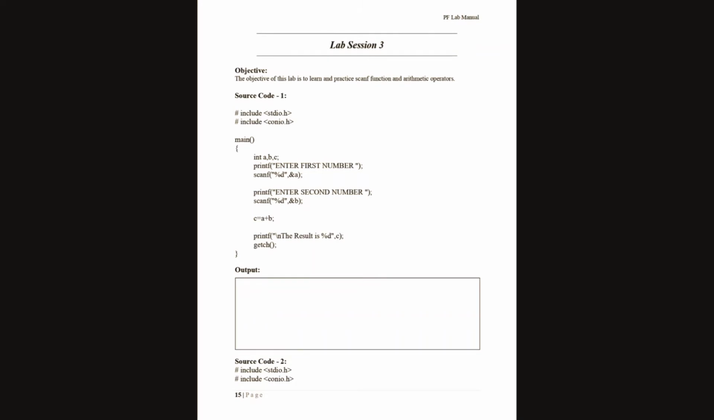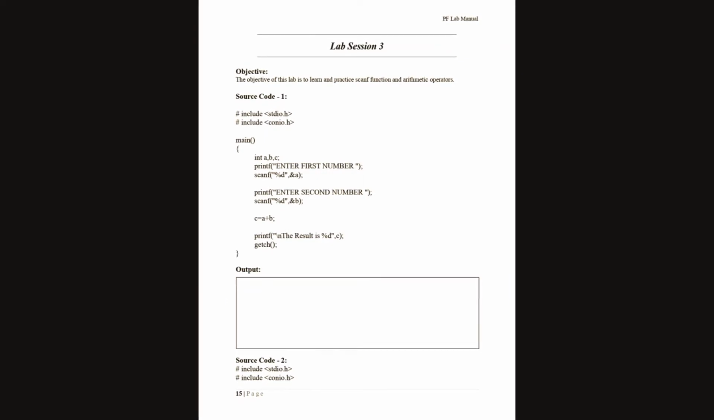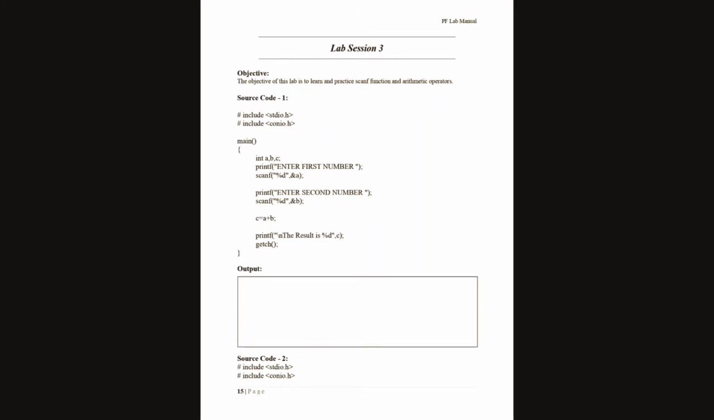After that, we will show the result, that is, the summation output. So we have created a printf function in which a new line is taken. After that, the result is, and %d is used. You can see that %d, comma c is written. It means the format specifier will show the output which is stored in the c variable. You have to take this code, run it and show its output in the lab manual.